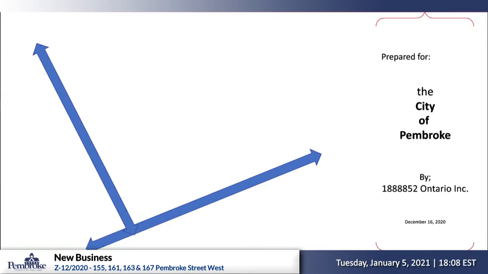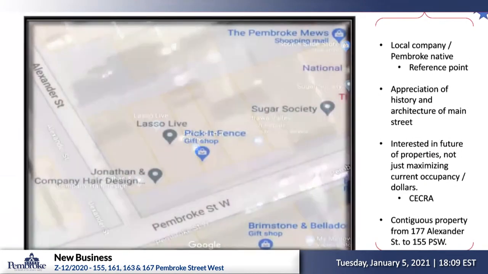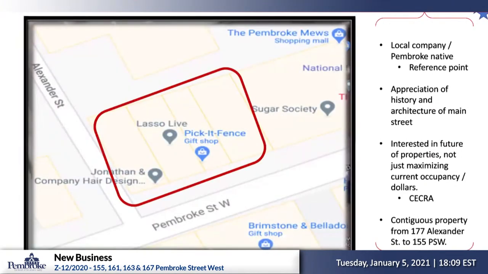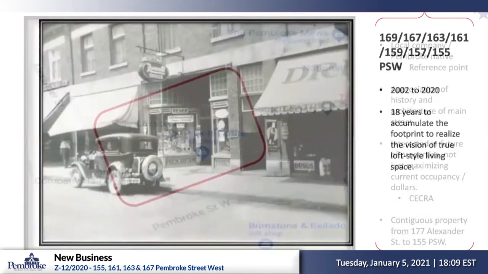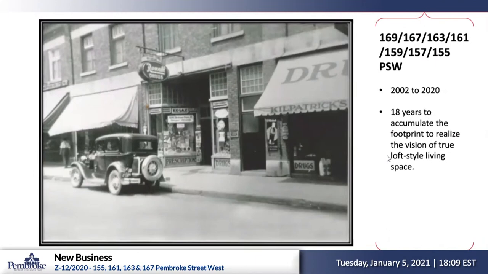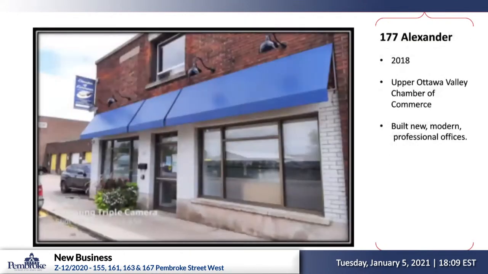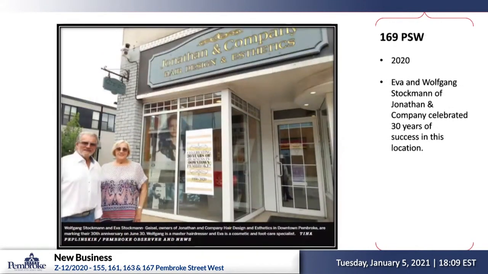All right, just a little bit of background here very quickly. My companies own four buildings in downtown Pembroke, right on the corner of Pembroke Street West and Alexander Street. We've been accumulating this footprint for the last about 18 years. I bought my first building from Mrs. Green back in the early 2000s. We have as tenants the Upper Ottawa Valley Chamber of Commerce on Alexander Street. We built new offices there. We have Eva and Wolfgang Stockman, who had been downtown for 30 years, celebrating that last summer.